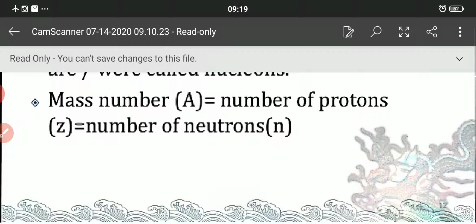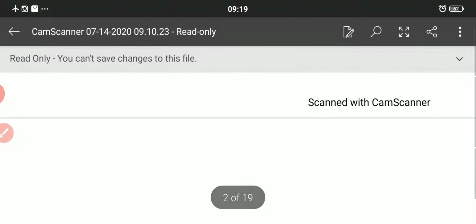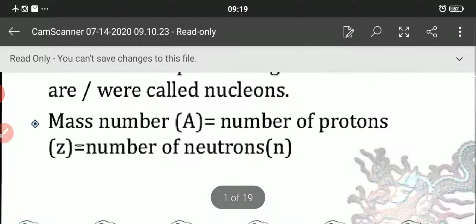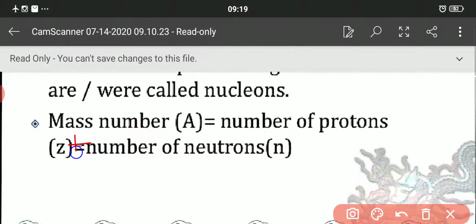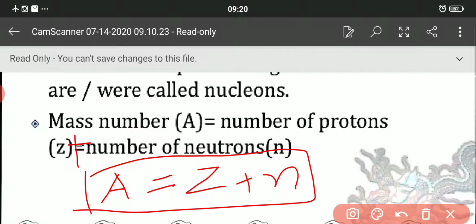Mass number, what is mass number A? Mass number is the number of protons plus the number of neutrons. So the mass number of any atom is the summation of protons plus neutrons. Here the plus sign is there. So mass number A is equal to Z plus N, where Z means the number of protons, plus the number of neutrons present in that atom, okay.